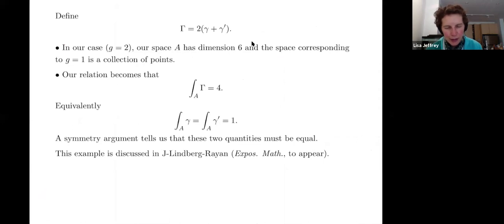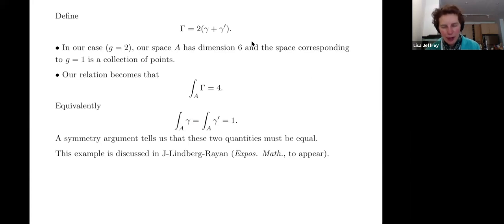So let me in fact define big gamma, which is the sum of 2 times little gamma plus gamma prime. And in our case, our A has dimension 6, and the space corresponding to genus 1 is just a collection of points. So our relation becomes that the integral over A of the big gamma is 4. This, in fact, is equivalent to the integral of either of the little gammas giving you 1. There's a symmetry argument that tells you that the integral with the gamma and the integral with the gamma prime have to be equal.